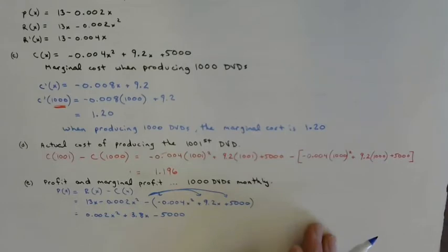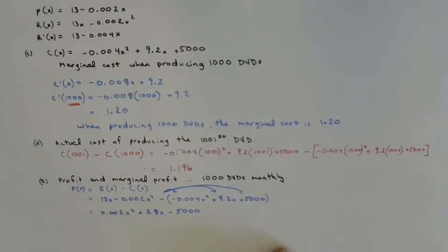Our goal is to find the profit that they earn when they sell 1,000 DVDs in a month. So the profit at 1,000, you would just sub in 1,000 to each of these x's. I'm just going to write down the answer. It ends up being $800. So the total profit this month that you sell 1,000 DVDs is $800. Hopefully your store sells other things as well. So that's not going to get you very far.